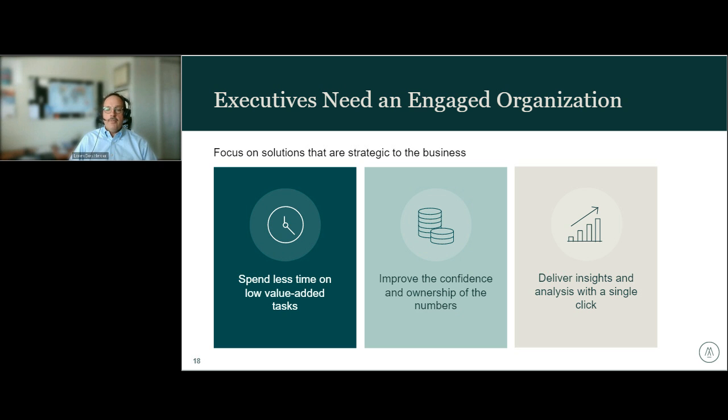Increasing confidence in the numbers and the ownership of the numbers has a lot to do with visibility. So if you make the numbers very visible to people in their area of responsibility, it drives discussion. Driving discussion around that will reveal if there's truly a problem with the numbers, and those problems will get fixed because they end up in the real management conversation.